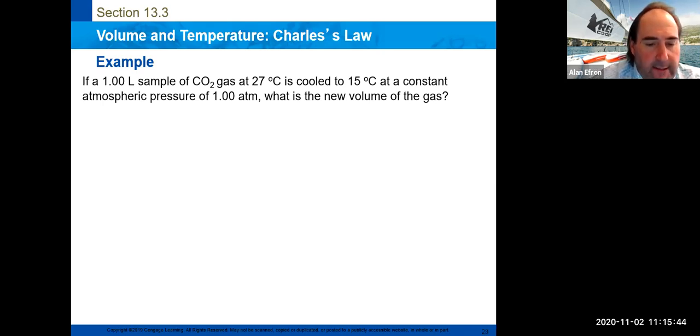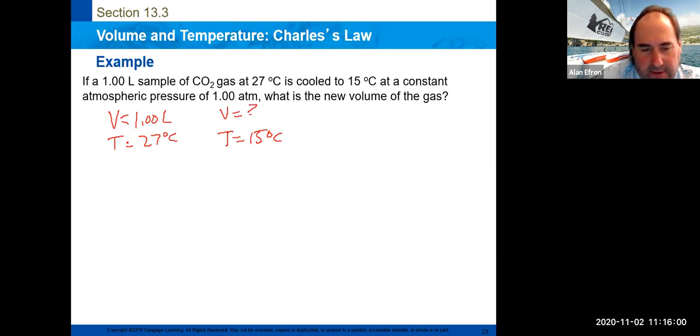Okay, so let's take a look. Again, kind of following the same approach here. I've got a volume that's 1 liter. I've got a temperature that's 27. We also have another temperature that's 15. And we are looking for another volume. We do have an extra piece of information given to us, but we really could ignore it because it's constant. So really no need to worry about that one. It's just basically telling you that the pressure is not changing.